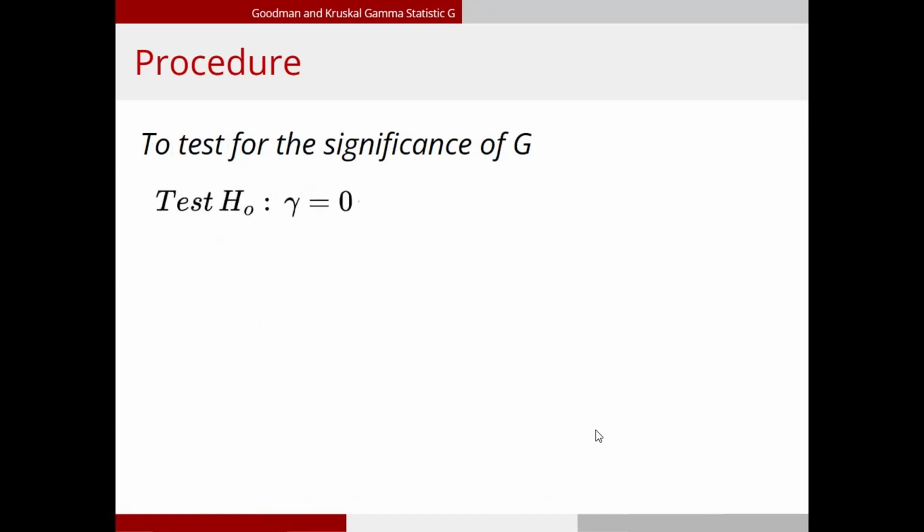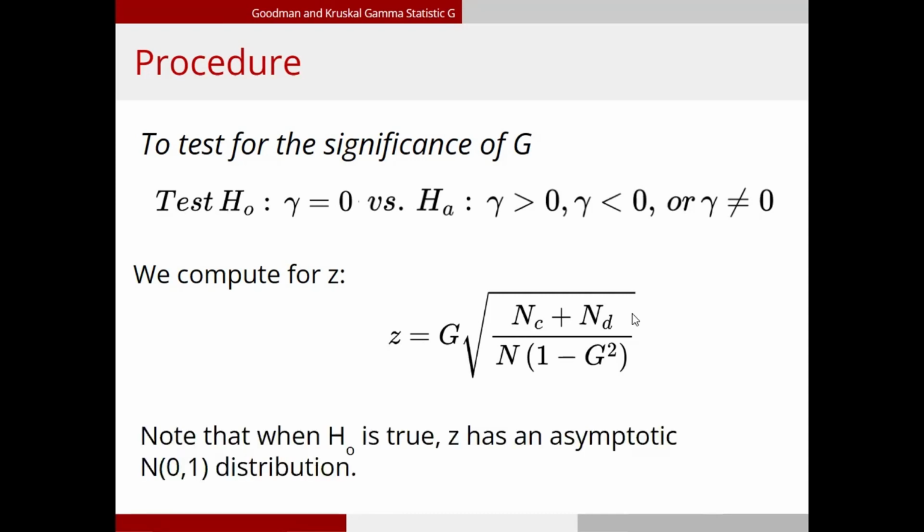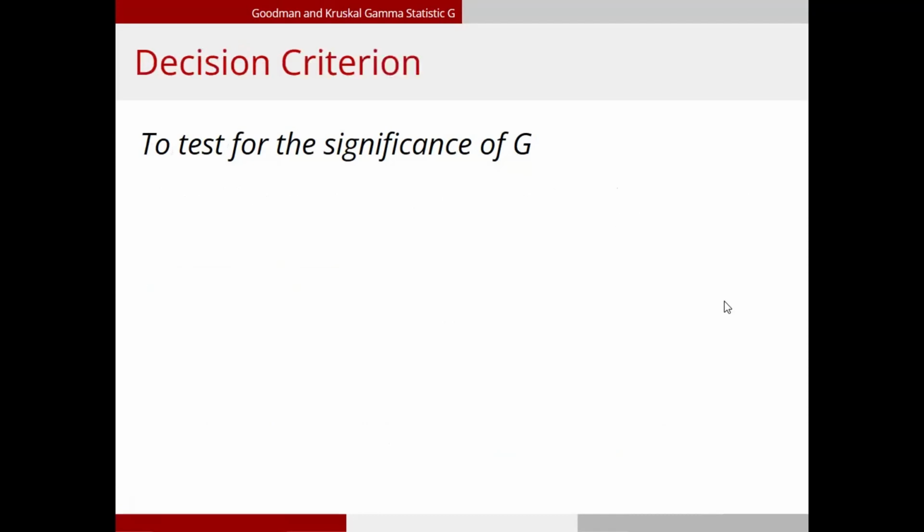Next, to test for the significance of G, we have the null hypothesis that gamma is equal to 0 versus the alternative hypothesis that gamma is greater than 0, gamma is less than 0, or gamma is not equal to 0. We compute for Z here with this formula. So we are still using the test statistic G as well as N sub C and N sub D. And we note that when the null hypothesis is true, Z has an asymptotic N(0, 1) distribution. It is also important to note that this kind of looks like large sample approximation already. So this is because the gamma statistic G follows a sampling distribution that has a large sample approximation.